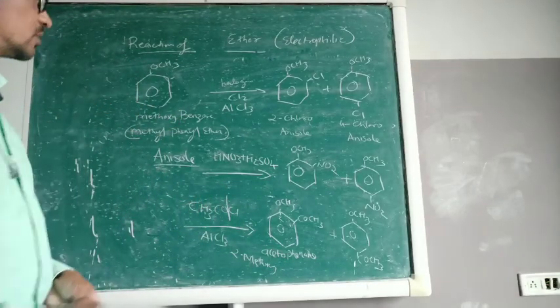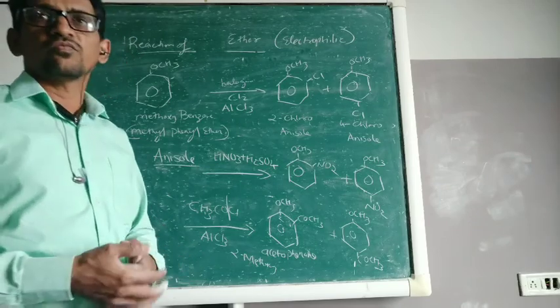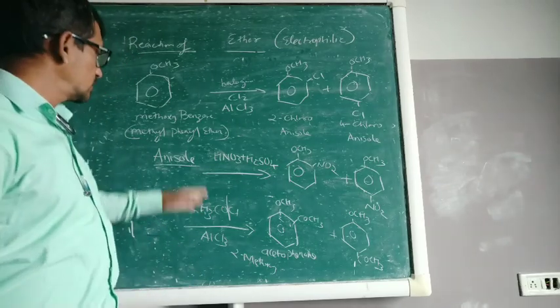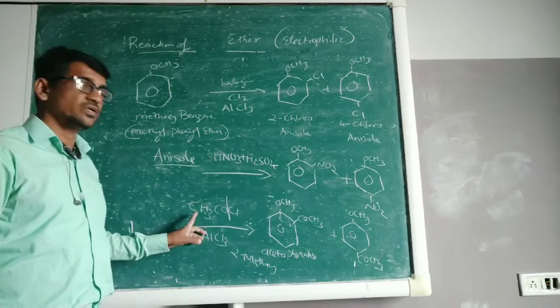So these are the different electrophilic substitution reactions of ether. Similarly, a third or fourth reaction you can also write, that is alkylation. So what do you have to add in that?